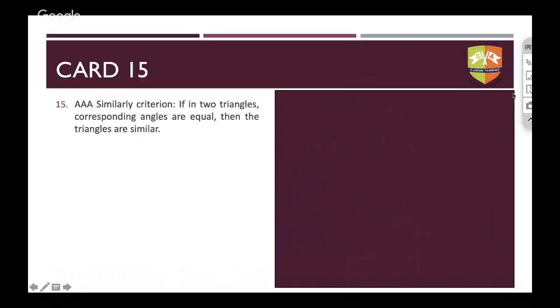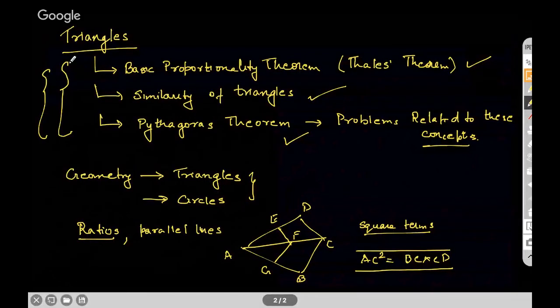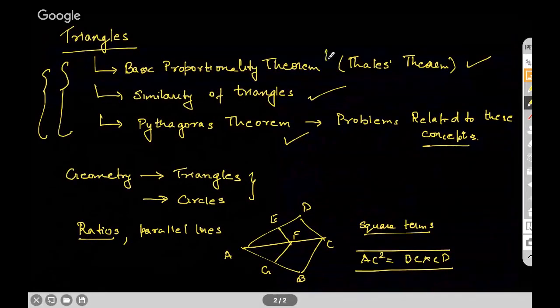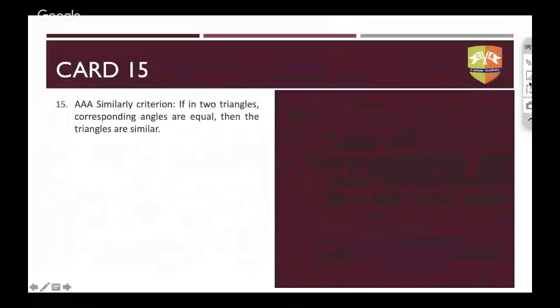What did we discuss? We discussed these three parts, isn't it? Triangles, basic proportionality theorem. So far we learned around 14 theorems, or pieces of information, around the basic proportionality theorem. It included the midpoint theorem, and the internal and external bisectors theorem. All should be at your fingertips. Now we are entering the second realm, and that's similarity of triangles. First is the criteria for similarity.